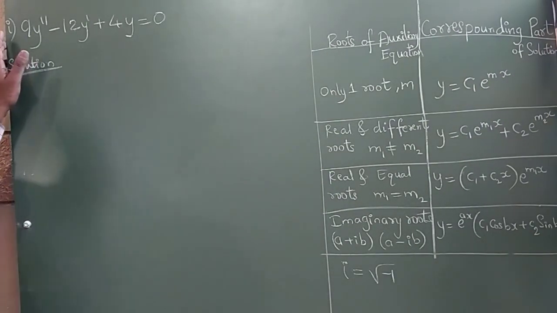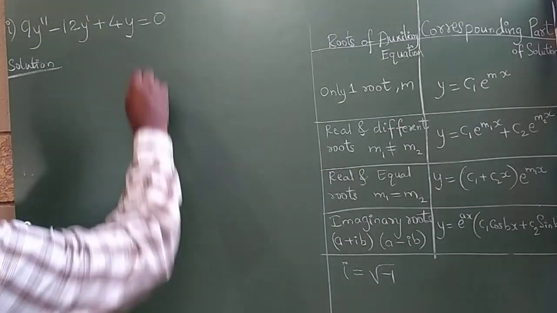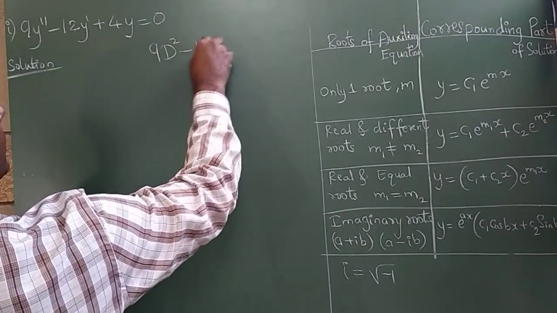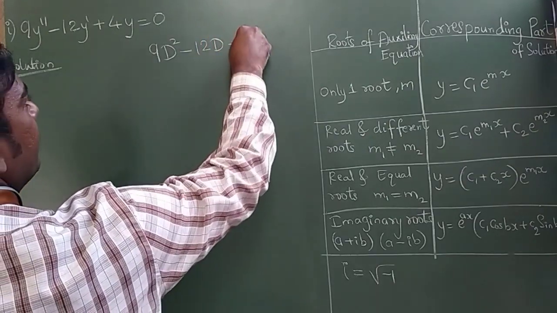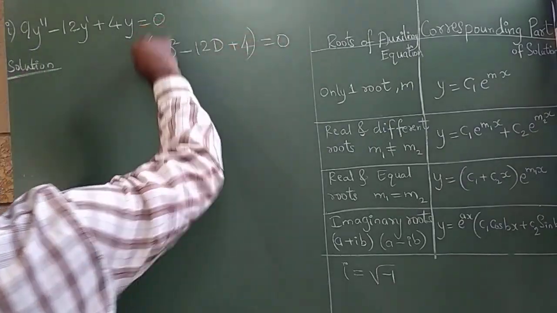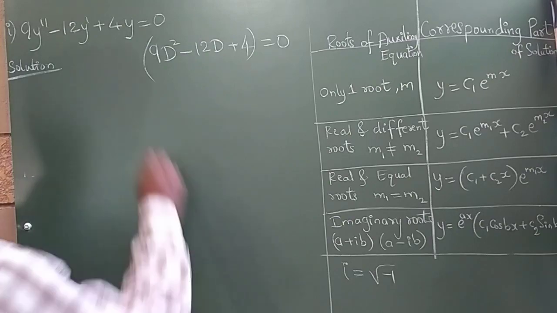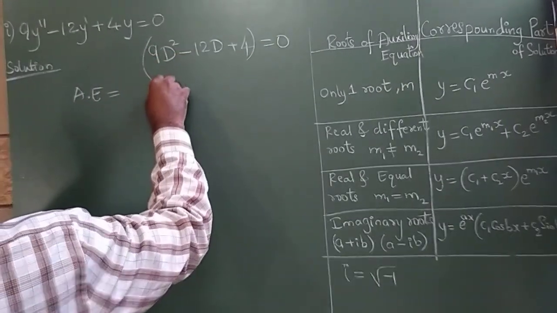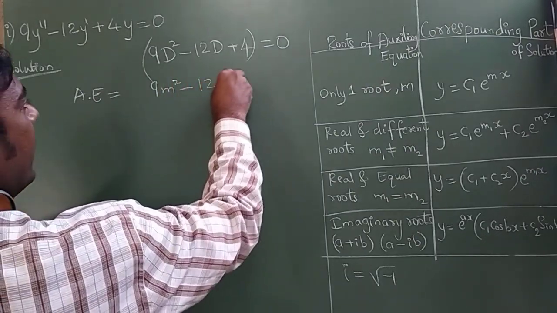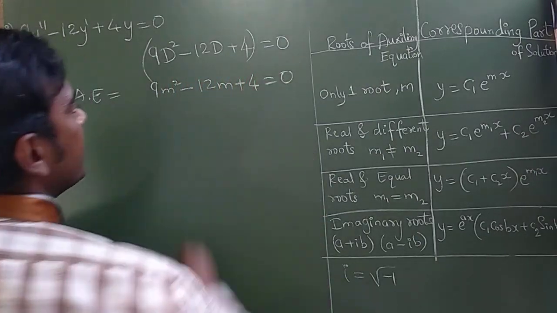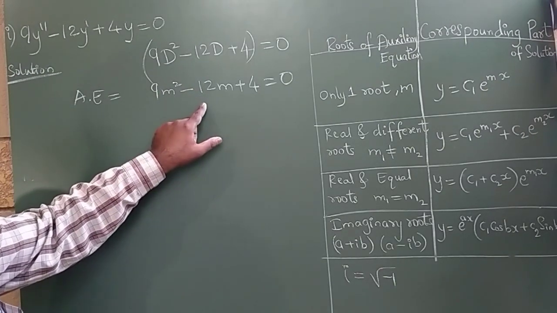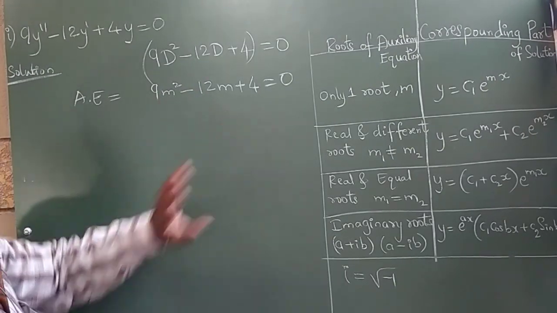So this is the given question. I'll write 9d square minus 12d plus 4 is equal to 0. Now in the auxiliary form, I can write this equation as 9m square minus 12m plus 4 is equal to 0. As I have told you, this is a quadratic equation form. So I need to find out the roots.